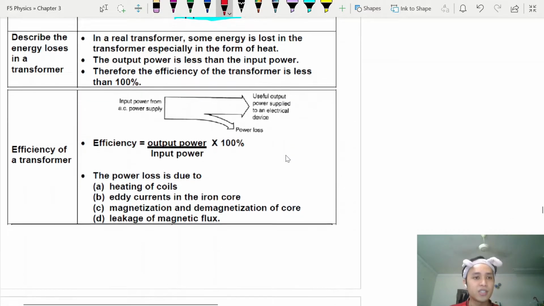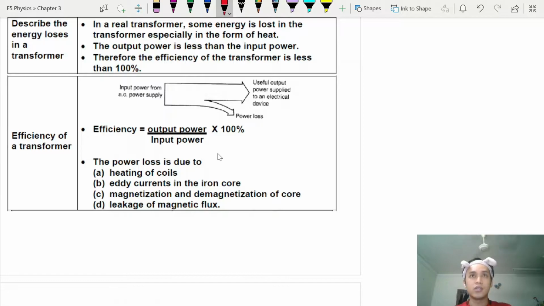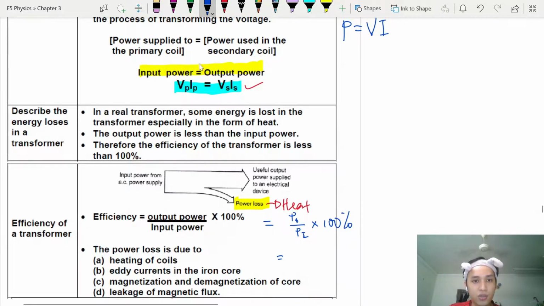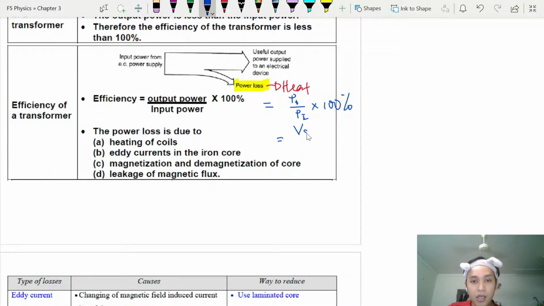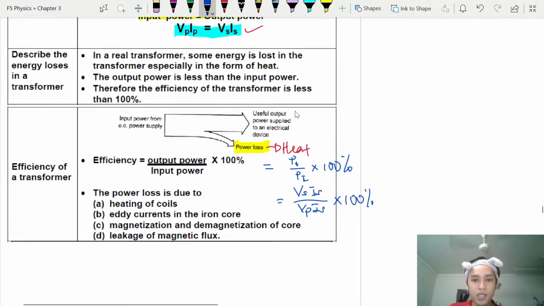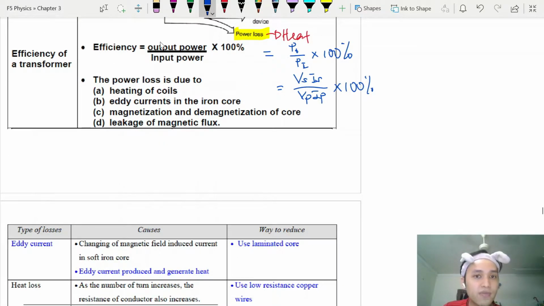Like we mentioned just now, the efficiency of a transformer: not all power will be converted into your output. Some will be released as heat. That is the power loss here. If you look at the diagram, some of it will be released as heat. In order to calculate the efficiency, the formula that we're using is output power divided by input power times 100%, or PO over PI times 100. Then we know P is equal to VI, so I can also change it into output, meaning secondary, divided by primary: VS IS divided by VP IP. So your efficiency formula will be this one.